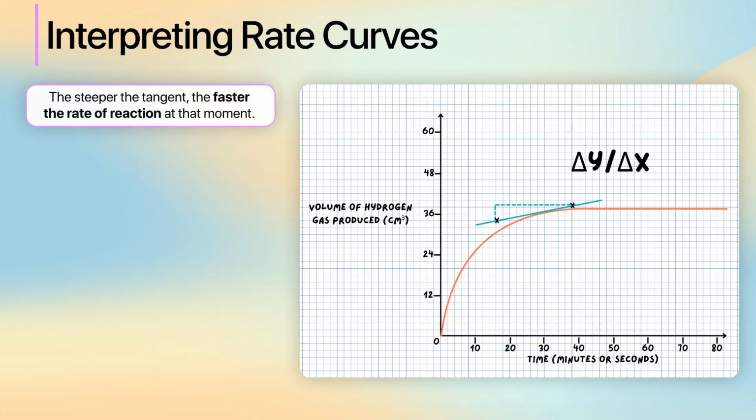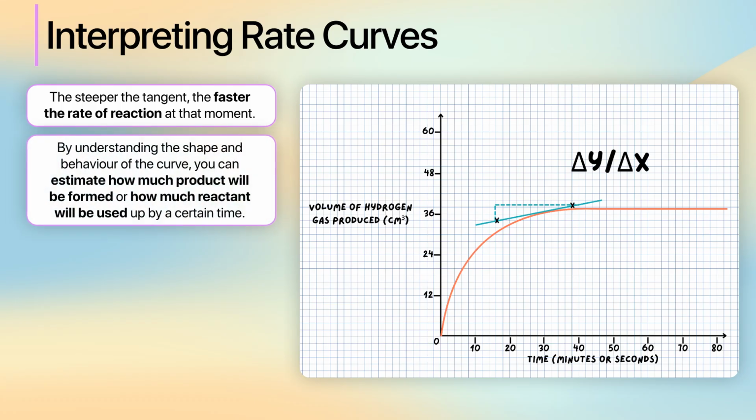The steeper the tangent, the faster the rate of reaction at that moment. Finally, these graphs are not just for analysis. They are also powerful predictive tools. By understanding the shape and behavior of the curve, you can estimate how much product will be formed or how much reactant will be used up by a certain time.